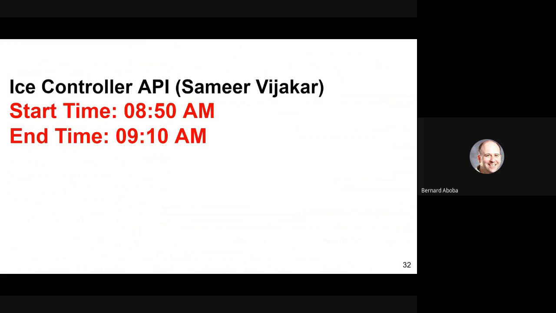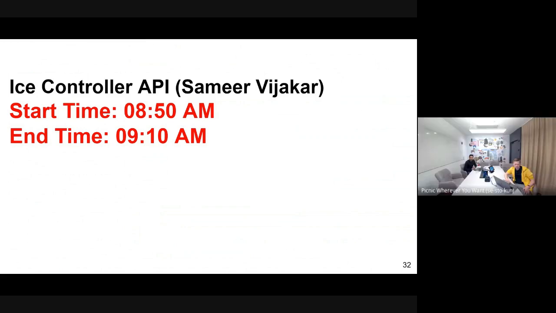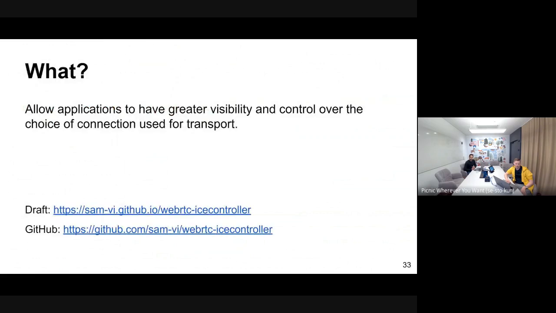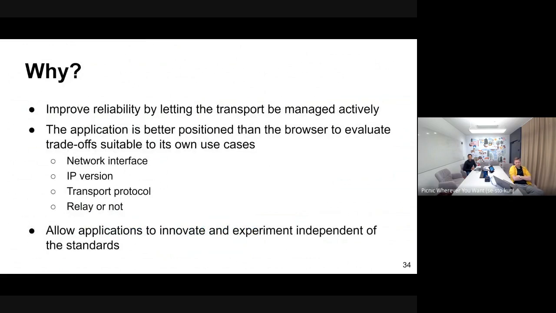Hey, Samir. Hi, everyone. My name is Samir Bujekar, and today I would like to talk a bit about a proposal for an ICE controller API. So if you could go to the next slide. So in short, the proposal is to allow applications to have more visibility and control over which connection the peer connection uses for transport. Now, on the next slide, to lay down some of the motivations for this.